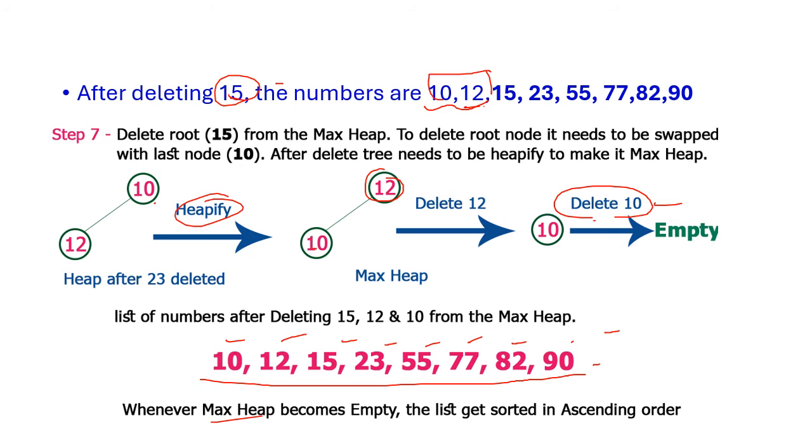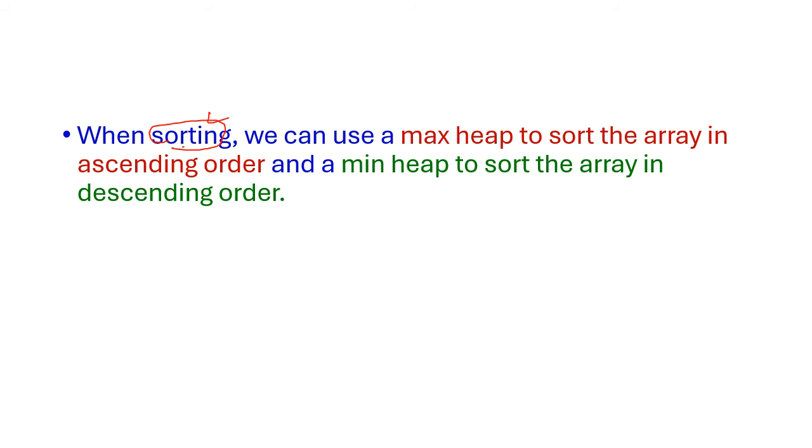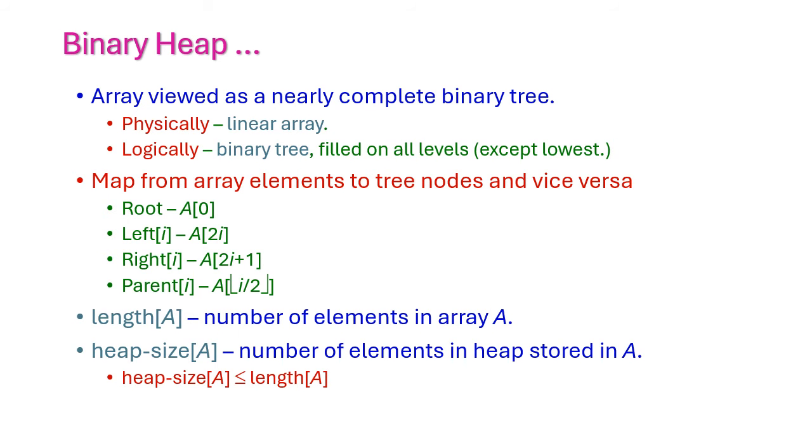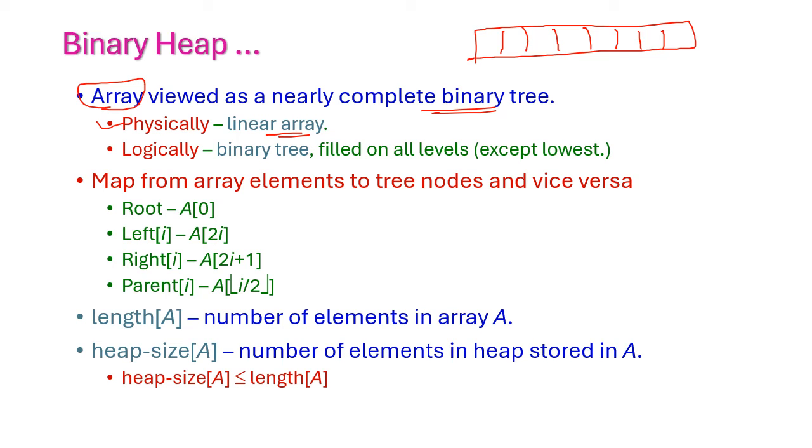While doing this heap sort, we can use a max heap to sort the array in ascending order and a min heap to sort the array in descending order, right? In this sorting technique, the array is actually viewed as a complete binary tree. So this is the array. The values are actually stored in the array. So the physical structure is only a linear array. The logical structure is a binary tree.